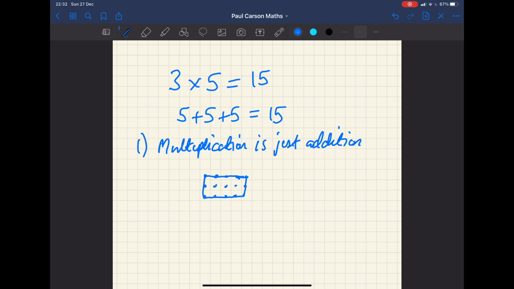So if I do it with squares instead, then there's 5 squares, and then here's another 5 squares, and here's another 5 squares. And you see that altogether we've got 15 squares. So that's why it gives a rectangle, because 5 plus 5 plus 5 is given a rectangular shape.